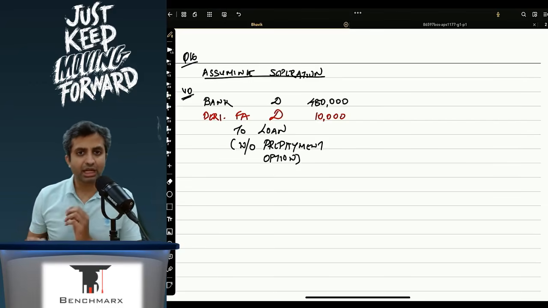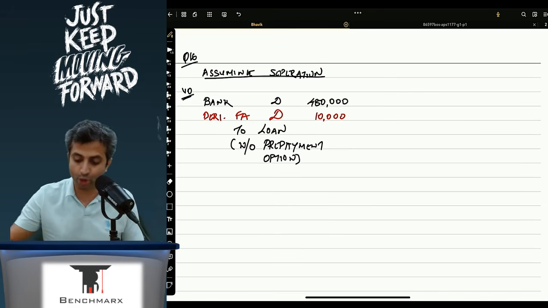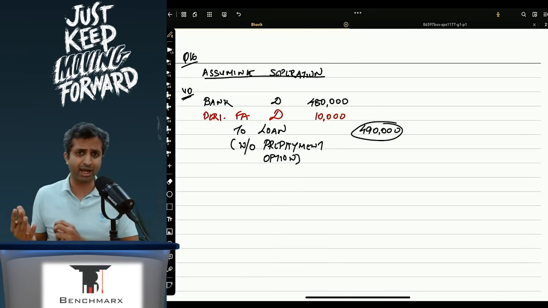So we were saying that there will be a loan without the prepayment option. Now what will be the value of this loan? Well, the value of this loan, if I just do it arithmetically, would be 4,90,000. Now a student would be a little confused. Well, why is it 4,90,000? Well, in a way it's a balancing figure.